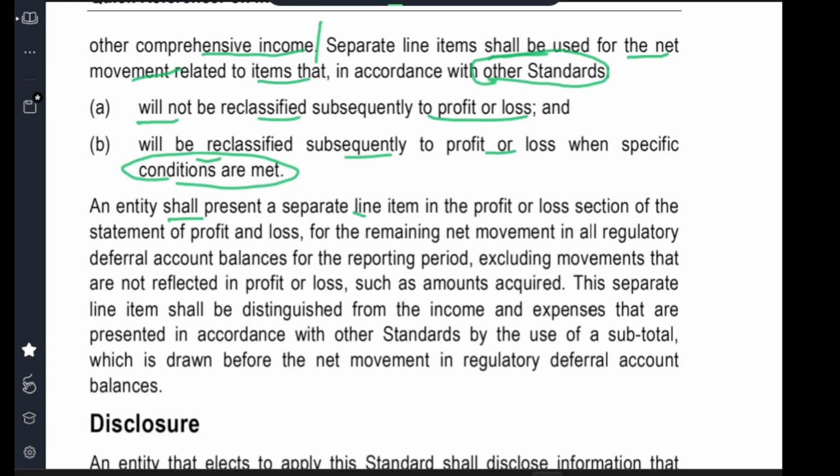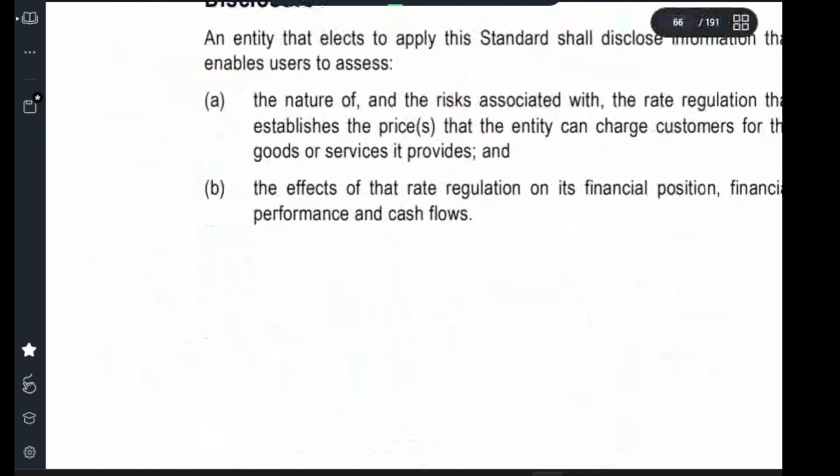An entity shall present a separate line item in the profit and loss section of the statement of profit and loss for the remaining net movement of all regulatory deferral account balances for the reporting period. In comprehensive income, a separate line item should be given, excluding the movement that is not reflected in profit and loss. This separate line item shall be presented separately from the income and expenses presented in accordance with other standards, by the use of a subtotal drawn before the net movement in regulatory deferral account balances.